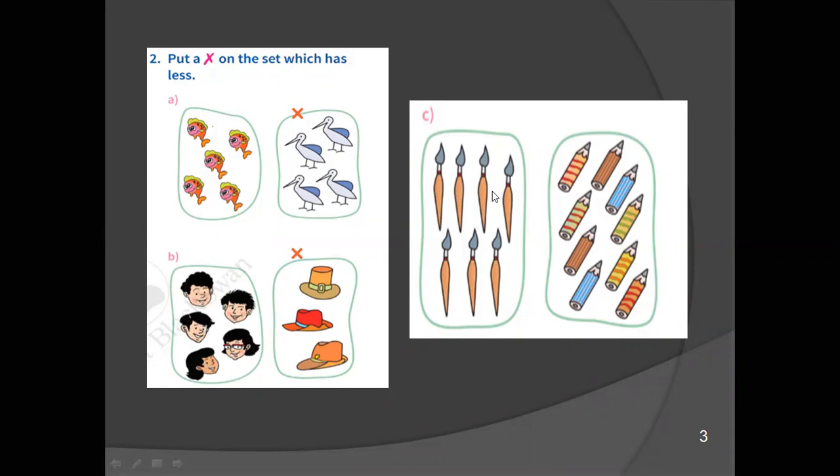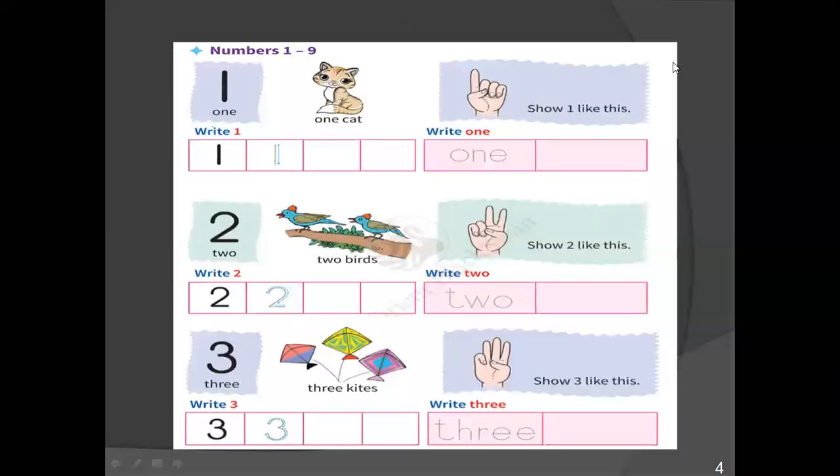Next, 1, 2, 3, 4, 5, 6, 7. 7 brushes are there. Here, how many pencils? 1, 2, 3, 4, 5, 6, 7, 8, 9. Totally 9 pencils are there. Which is less? Yeah, brushes are less. So, we are putting wrong on the brushes. We have seen which are more and which are less. Now we will start with the numbers and their number names. Number 1 to 9. This will be your homework, okay? I will just explain. You have to do it as homework in your textbook.